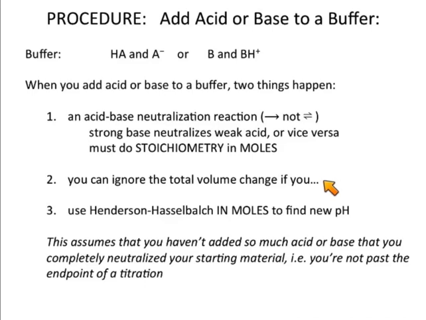The total volume changes, but you can ignore that if you use Henderson-Hasselbalch in moles to find the new pH. Another caveat is you can't be past the equivalence point, right? So your strong acid or strong base needs to be the limiting reagent. If it's the other way around, then you've blown the whole buffer away, and now you have a whole different solution, which we'll get to later, how to calculate the pH of that.